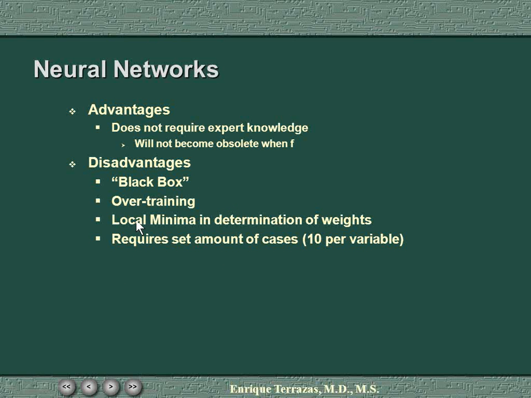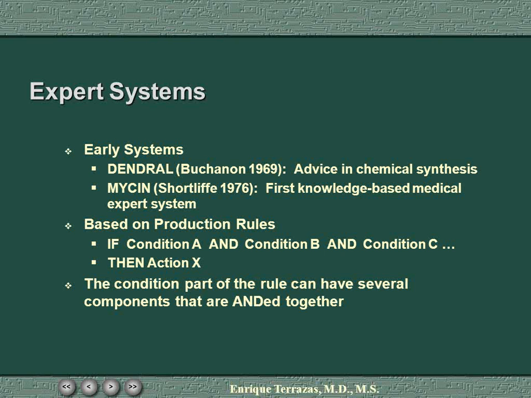And then this is kind of an esoteric topic: local minima when you're determining the weight assigned to each one of the nodes. That just means you can get stuck and not get the right answer. You can get stuck at the easiest answer and not the most correct answer. And it requires a set amount of cases, 10 per variable that you're looking at. If you're looking at 10 variables, you require 100 cases. So it's really hard to write neural networks for rare diseases. You would need to have all those cases set up.